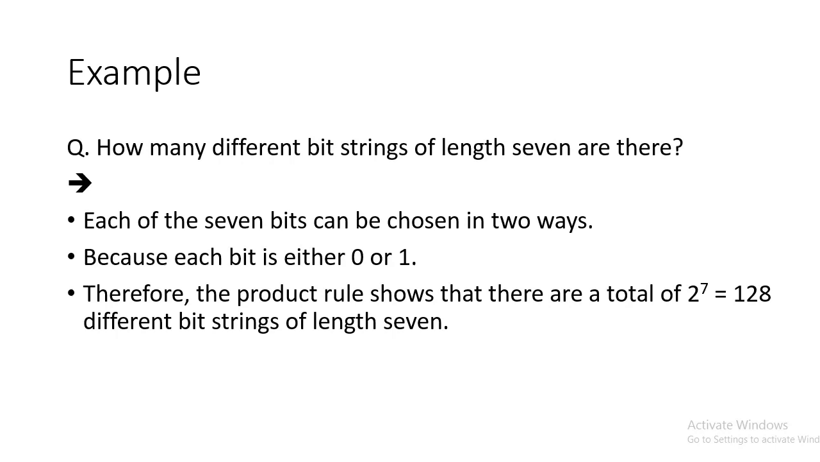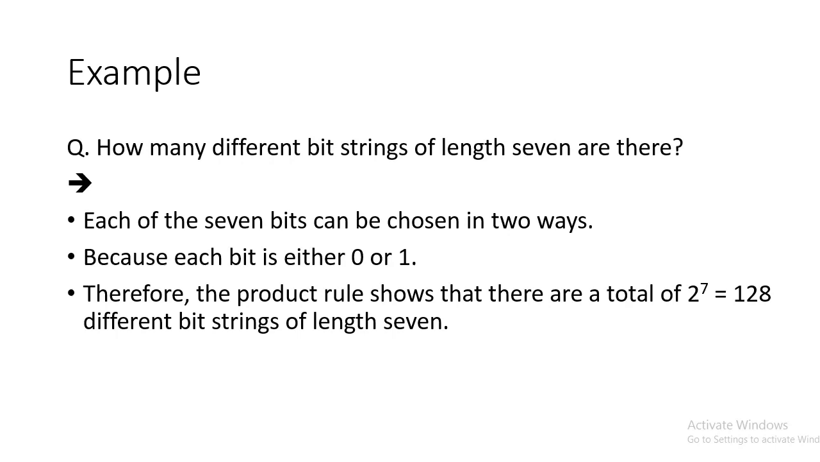As you already know, each bit is either 0 or 1. Therefore, the product rule shows that there are a total of 2 raised to 7, which is 128, different bit strings of length 7. So the question is, how many different bit strings of length 7 are there? Each of the 7 bits is chosen in two ways. What are these two ways? Either 0 or 1.